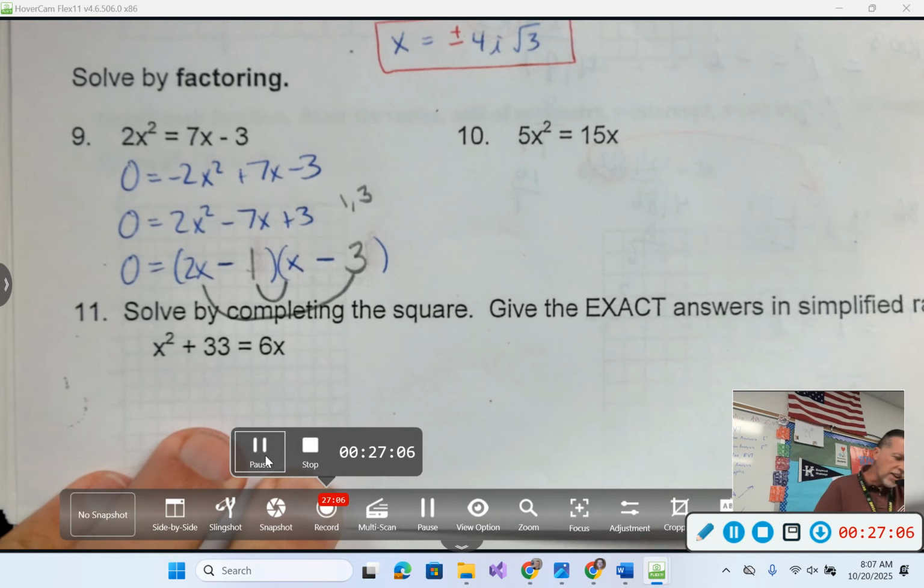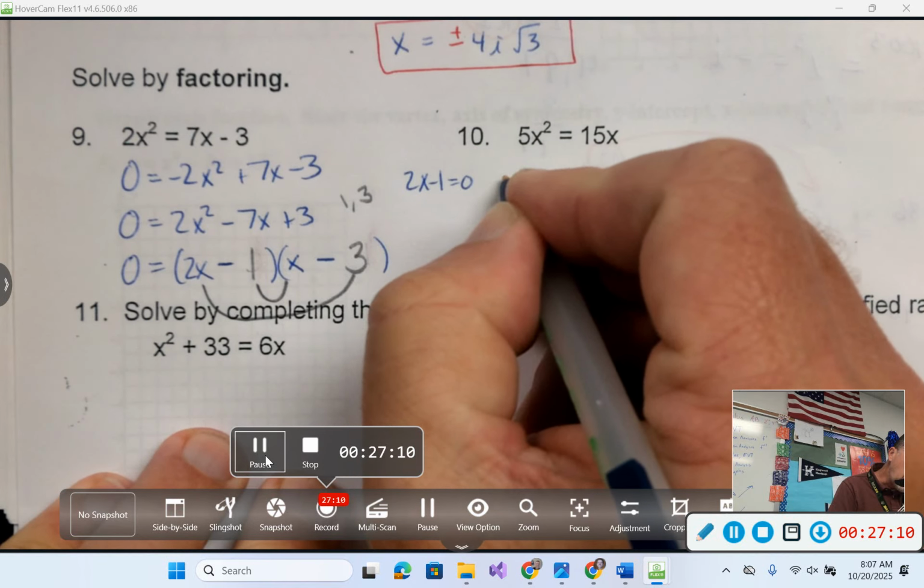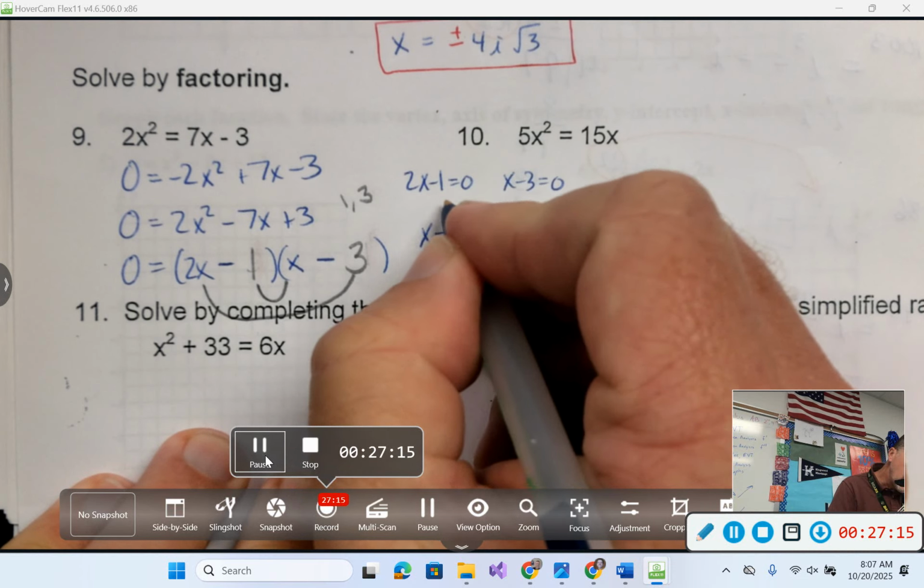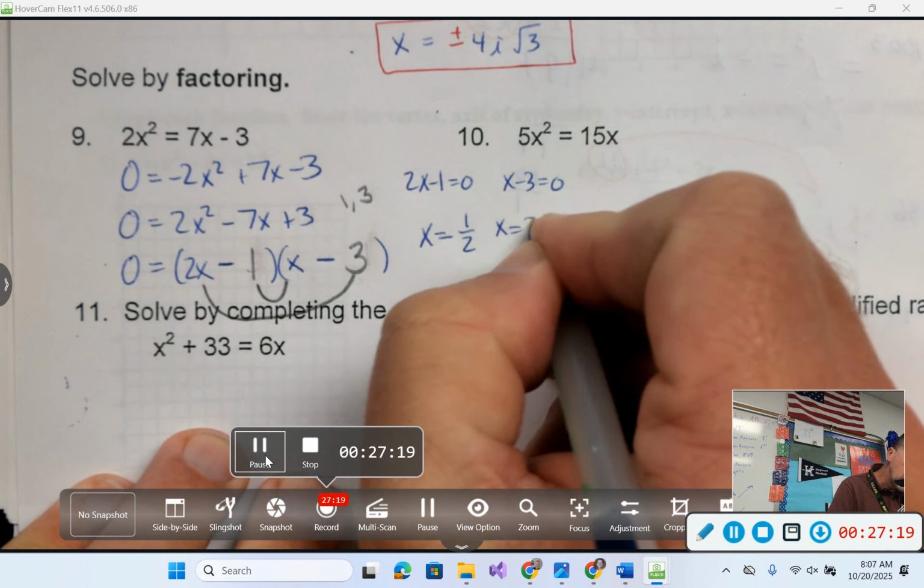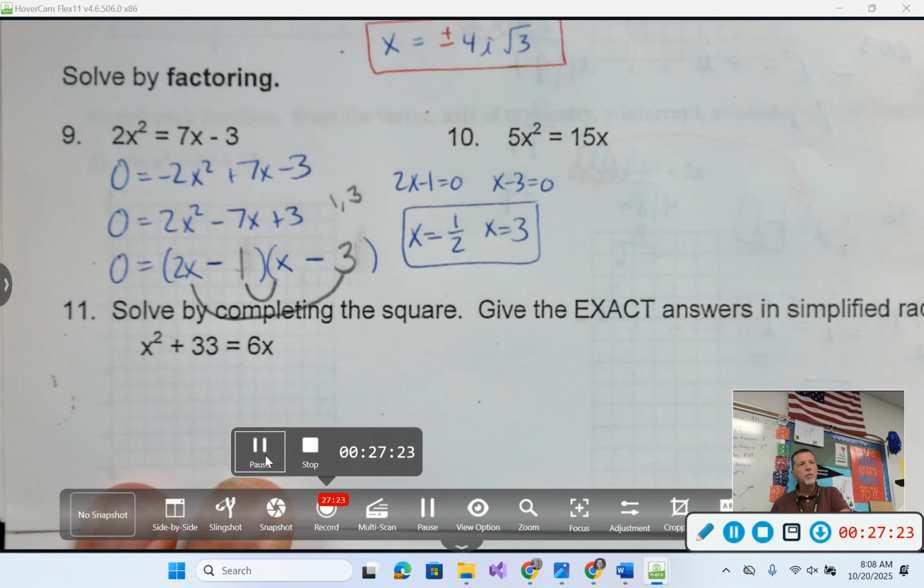Good. Set both the factors equal to 0. This is the step that some of you don't show, which is okay. Because it's easy from there. So move the 1 over, divide by 2. Move the 3 over. So my 2 answers.